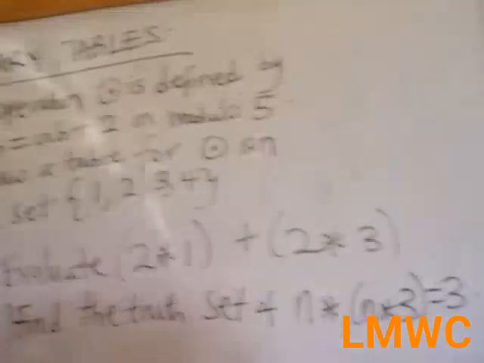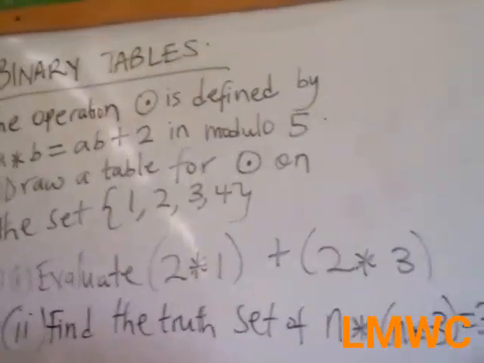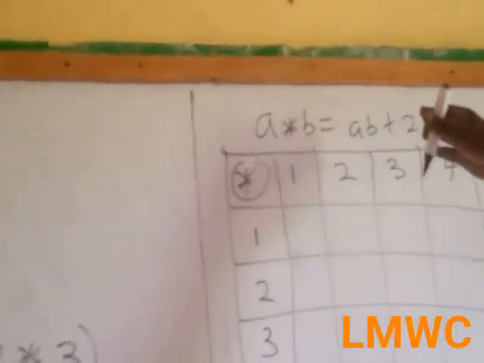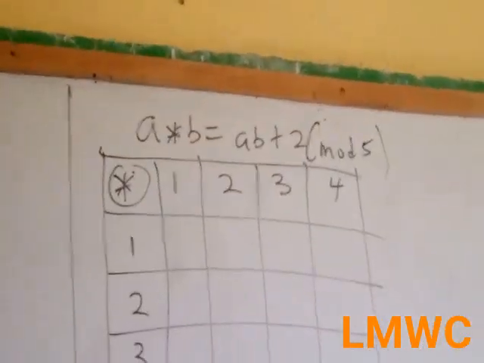So what is the formula? The formula is A star B, which is equal to AB plus 2. Always write your formula on top so that you don't forget. But it's in mod 5. Don't forget to bring your modulo.